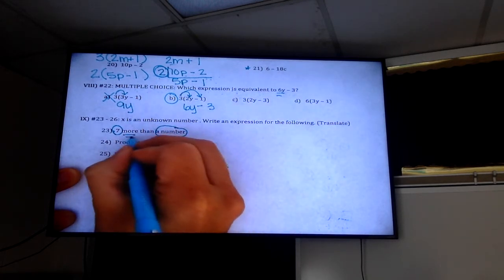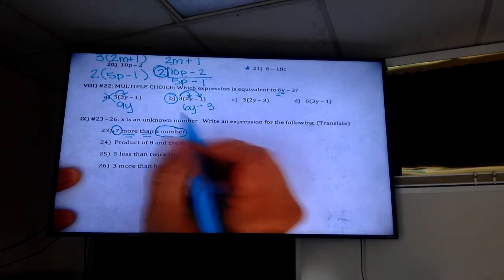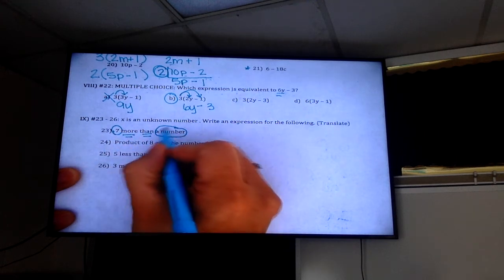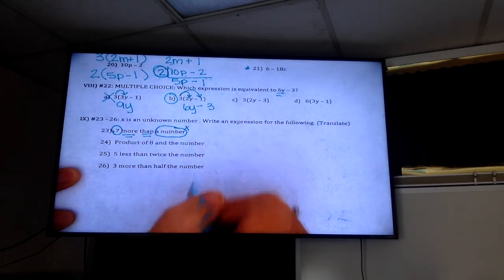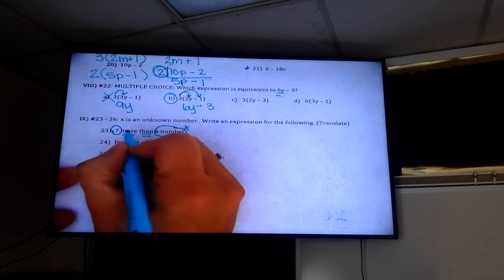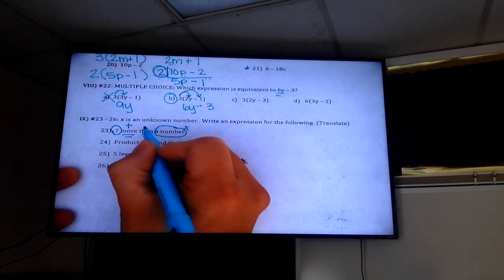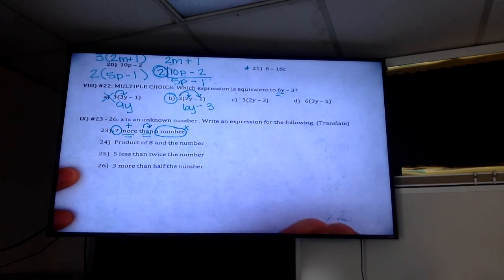And I underline the operational words. That would be "more than." Okay, so I know I'm going to use 7. And remember, my unknown number, the "a number," is going to be represented by x. And I've got to figure out what to do with them. So it says 7 more than x. "More" in math means to add. And "than" is what we call a turnaround word.